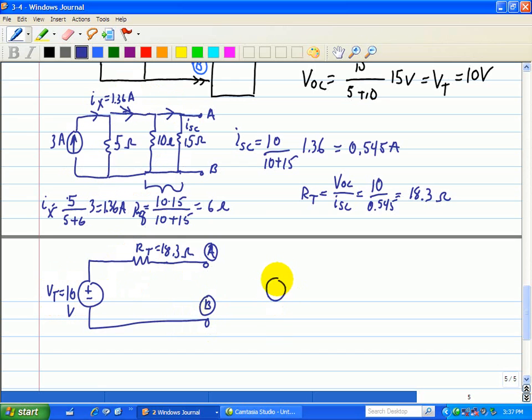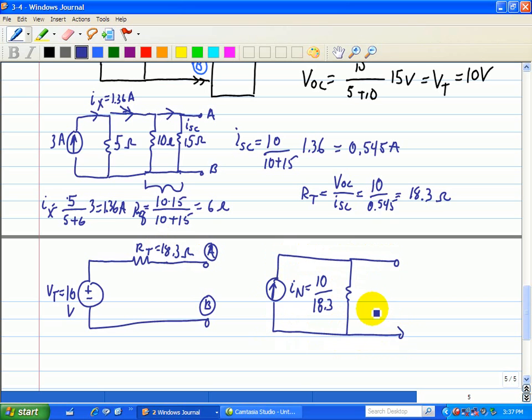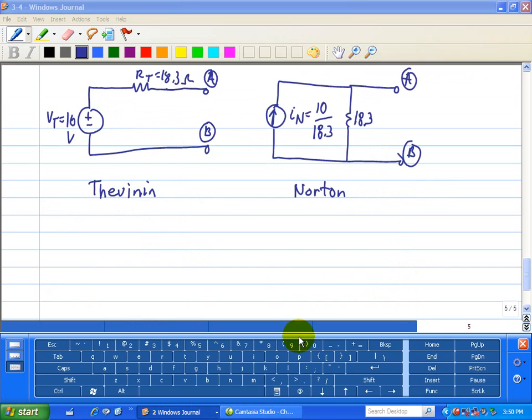Now the Norton equivalent is just simply IN, which is just the voltage divided by our Thevenin resistance of 18.3, and then we put this in parallel with RT, which is 18.3. So this is our Thevenin, and this is our Norton equivalent, and this is here A and this is B. So that's how we apply the Thevenin and Norton equivalent for this circuit.